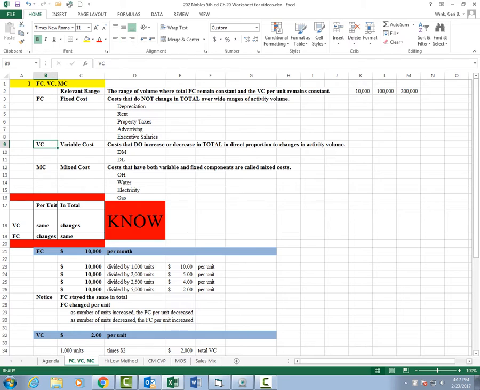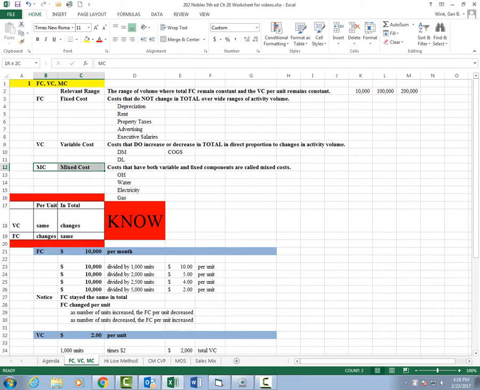A variable cost is a cost that does increase or decrease in total in direct proportion to the changes in the activity volume. So the per unit stays the same, but the total will change. Examples of variable cost are direct material, direct labor, and you're also going to see that generally cost of goods sold is a variable cost. Sorry, I had a brain freeze there.